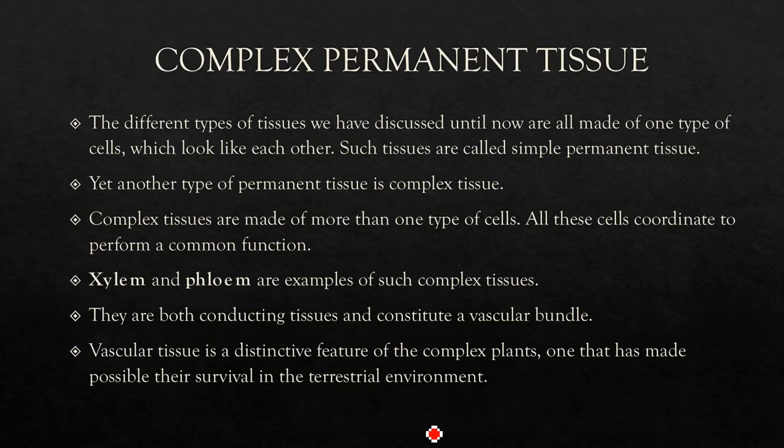Now the second type is complex permanent tissue. The different types of tissues we have discussed till now all look similar in structure, right? But complex permanent tissues are permanent tissues which perform one specific function, but different types of cells contribute to attend this function. So complex tissues are made of more than one type of cells. All these cells coordinate to perform a common function.